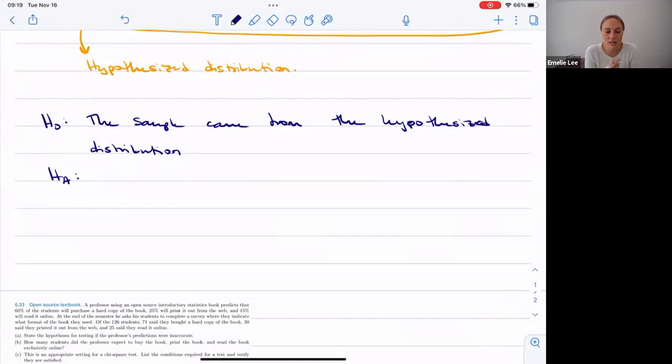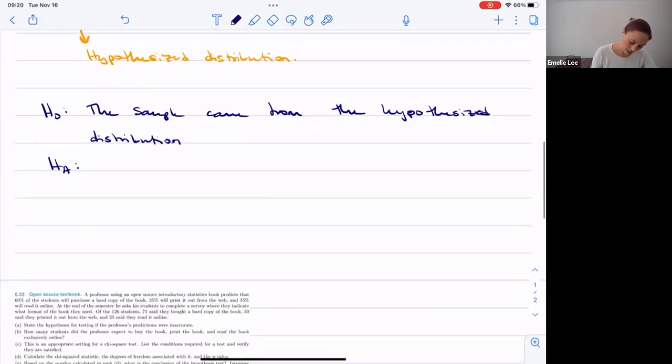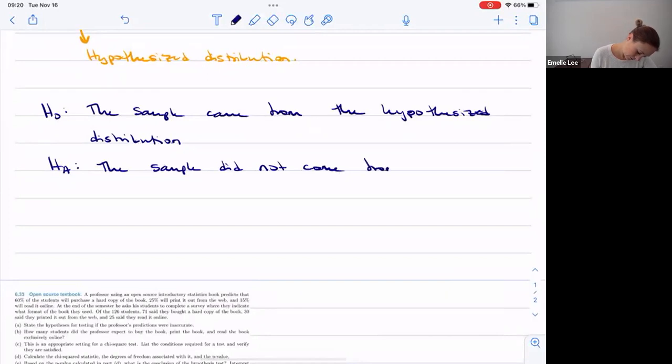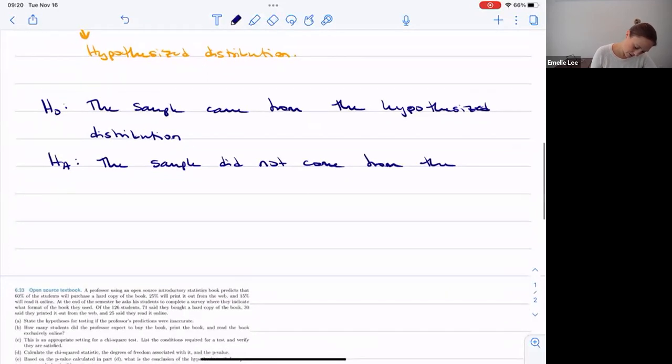So for chi-squared tests, we're going to be writing out our hypotheses. And for me, that always makes it a little bit tricky, right? Because then I have to kind of remember what to say. Whereas if it's just with notation, then I'm kind of guided along that way. But in this case, the alternative hypothesis is that the sample did not come from the hypothesized distribution.